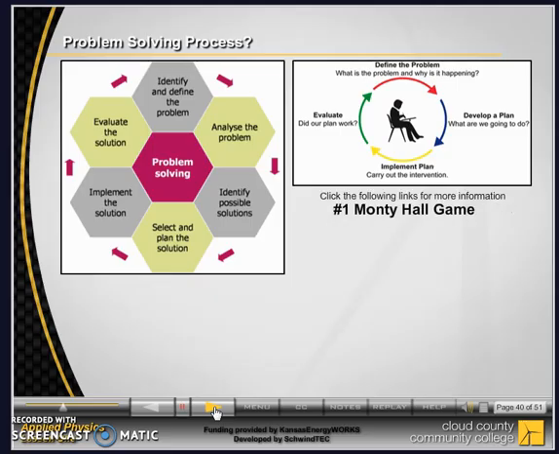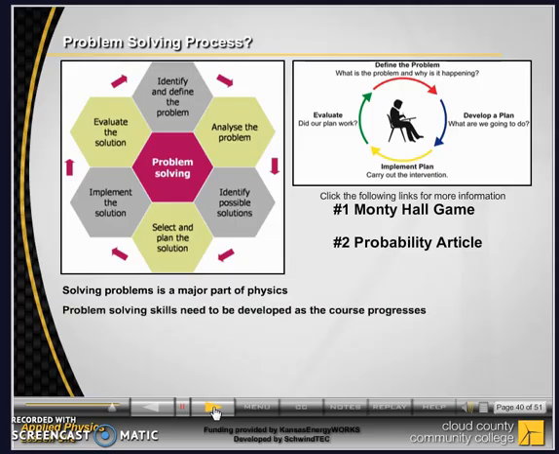Click on this link to play the Monty Hall game. After you've played the game a few times, click this link and read the article to get an interesting perspective on what is the best approach to win and why. Solving problems is a major part of physics and one that you should try and think about as you work through this course. To be most successful in a physics class, problem-solving skills need to be developed as the course progresses.